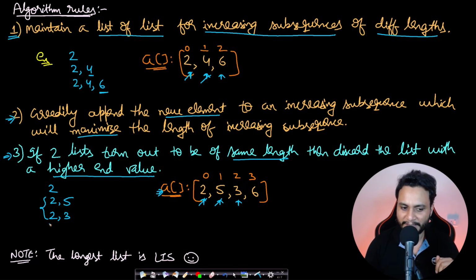So which one to discard? As you can make out, since 5 is larger than 3, it is always optimal to discard the one with the larger end value rather than the smaller one, right? So I'll discard this 2, 5.